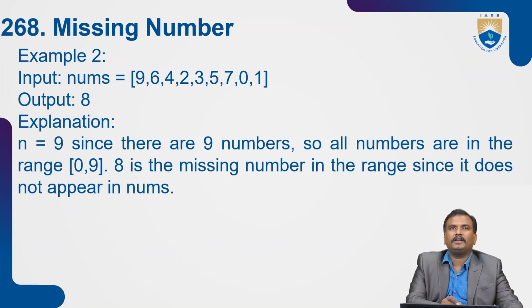And next, let us consider another example. Here we have the numbers 9, 6, 4, 2, 3, 5, 7, 0 and 1. And our output should be 8, because between 0 to 9, what is the element missing here? Only the number 8.